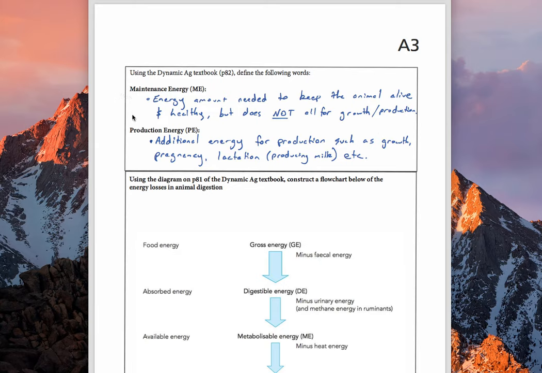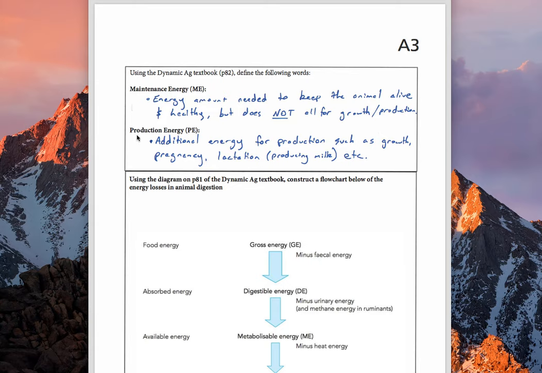So what the difference between maintenance energy and production energy is. Maintenance energy is the amount of energy needed to keep an animal alive and healthy, but does not allow for it to do anything else like grow, put on weight, produce milk, be pregnant, anything like that. So maintenance energy might be fed to an animal in a drought. You provide it the minimum amount required just to be able to stay alive and not lose weight, not lose condition, etc. So that's maintenance energy.